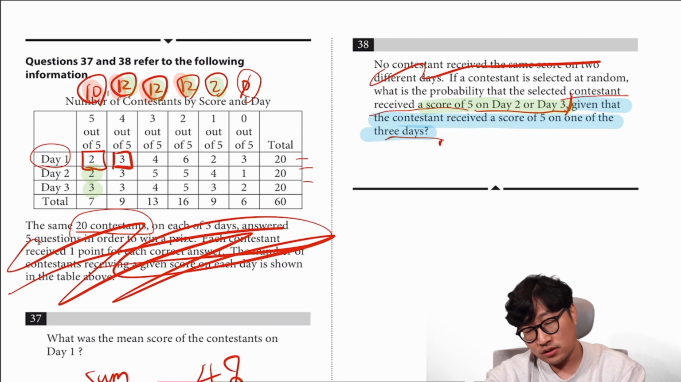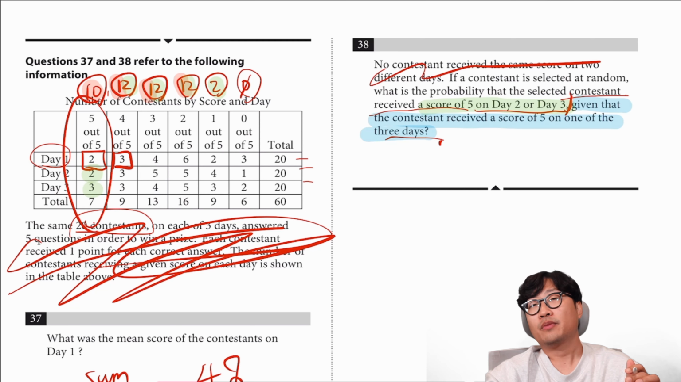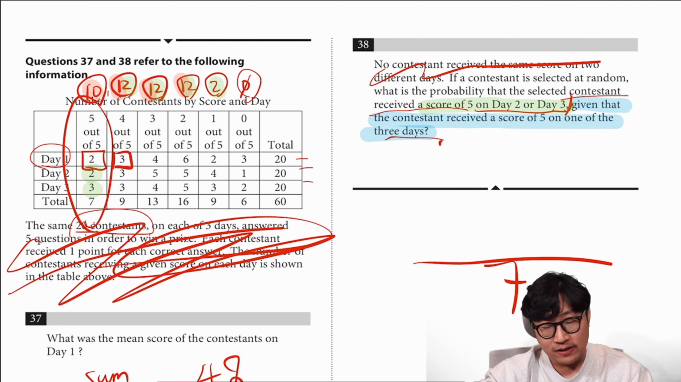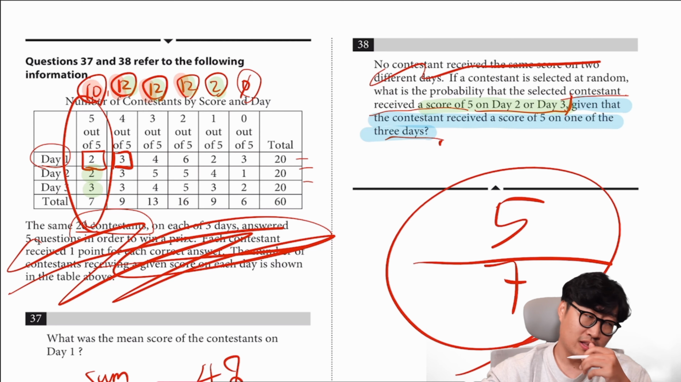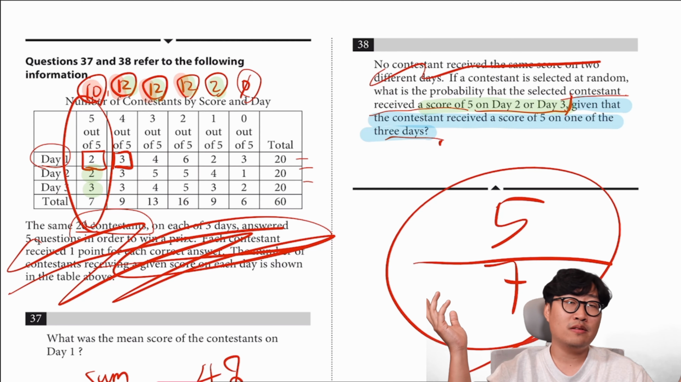And if you look at it, we're talking about these people right here. So only 7 people out of the whole 60 people even scored a 5 to begin with. So we're picking out of the 7. And then obviously what you want is a score of 5 on day 2 or day 3. So no day 1. And that's going to be 2 and 3 together, which is 5. So that's why it's going to be 5 out of 7. And that basically wraps up the entire practice test number 7 by the College Board.